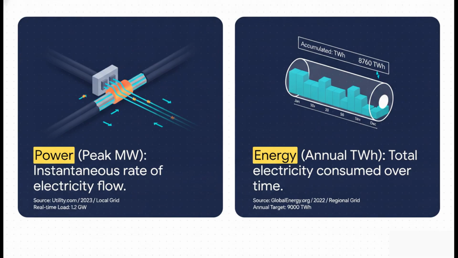Energy, which is measured in annual terawatt hours, is the total electricity consumed over a long period, like a year. Power, on the other hand, is measured in peak megawatts, and it's the instantaneous rate of electricity flow. Power is what actually causes the physical wires to heat up. Power is what causes local grid bottlenecks.